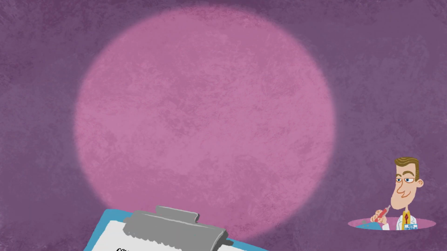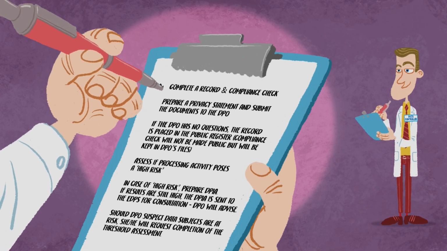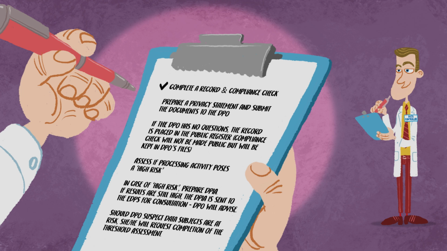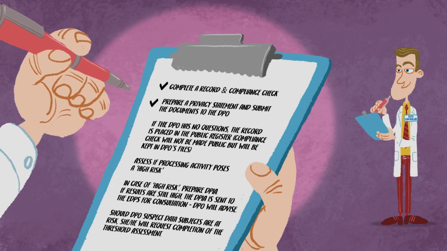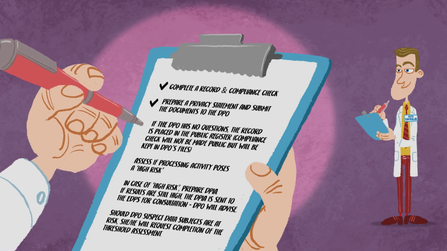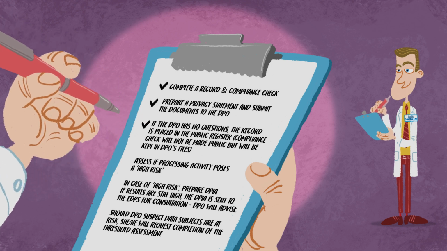Here is the checklist for the data controller. 1. Complete a record and compliance check. 2. Prepare a privacy statement and submit the documents to the DPO. 3. If the DPO has no questions, the record is placed in the public register. Please note that compliance check will not be made public, but it will be kept in DPO's files.